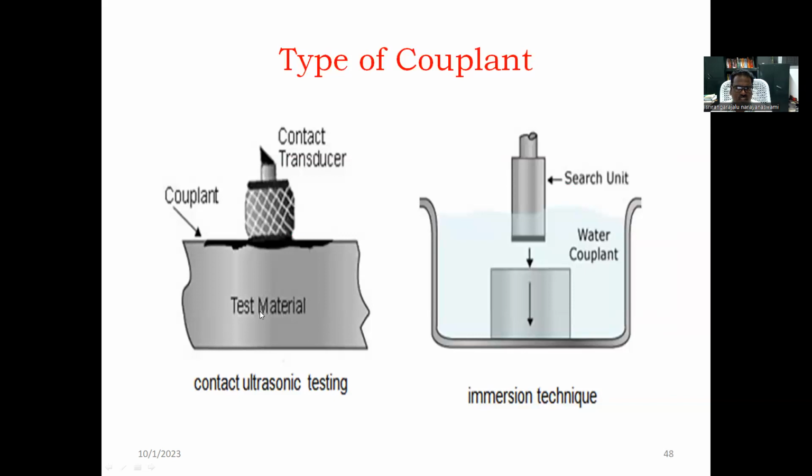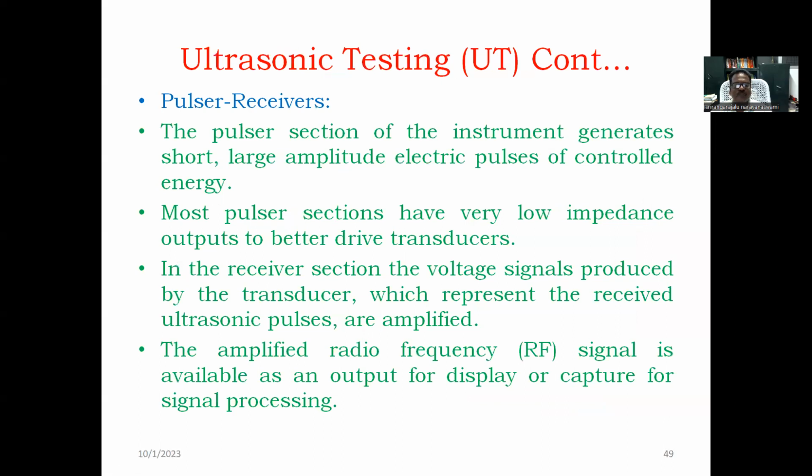This is contact ultrasonic testing. This is the immersion technique. In contact testing, here we have a couplant, a test specimen and a transducer. And here we have a search unit and water as a couplant, the immersion technique. Here we have a workpiece. Based on that, we can find out the defects and other things.